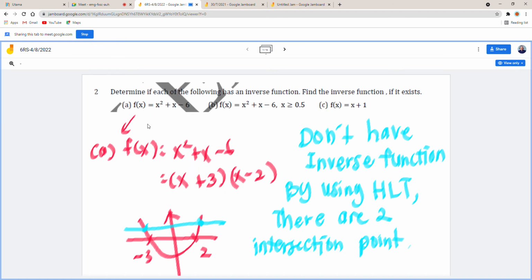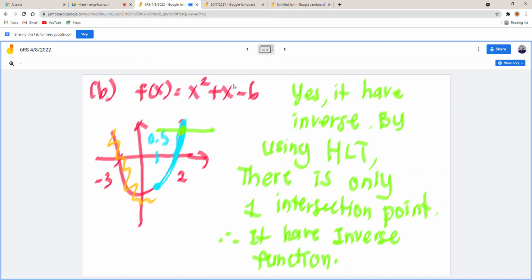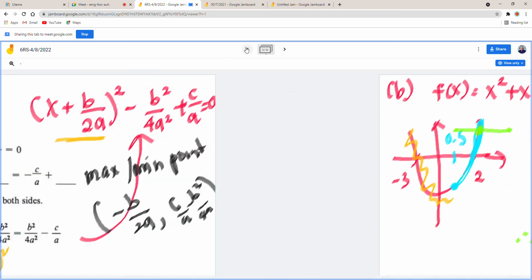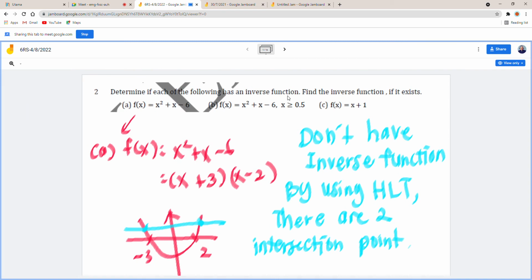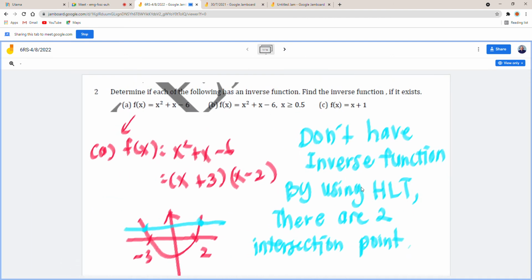Okay, now 2a, you can use the calculator to find the roots. Then draw the graph, and this one has 2 intersections using the horizontal line, so it's not an inverse graph. For 2b, you have to check the condition. It's more than 0.5. What's the HLT? Horizontal line test. Short form.